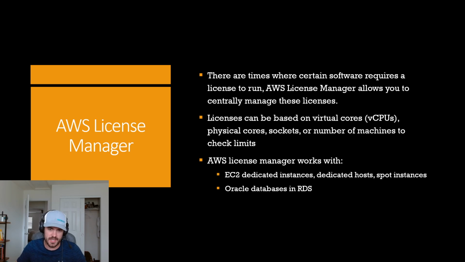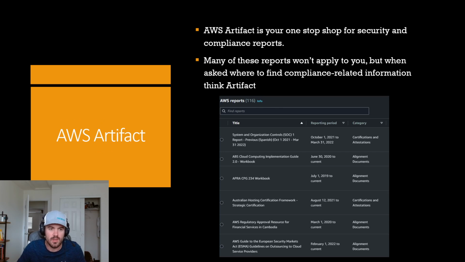And AWS License Manager currently works with EC2 dedicated instances, dedicated hosts, and spot instances. Additionally, it also works with Oracle databases and RDS, which is the most common place I've seen it being used for. Okay. You've got AWS Artifact, which is your one-stop shop for security and compliance reports. So if you ever need security and compliance reports, Artifact is the answer.